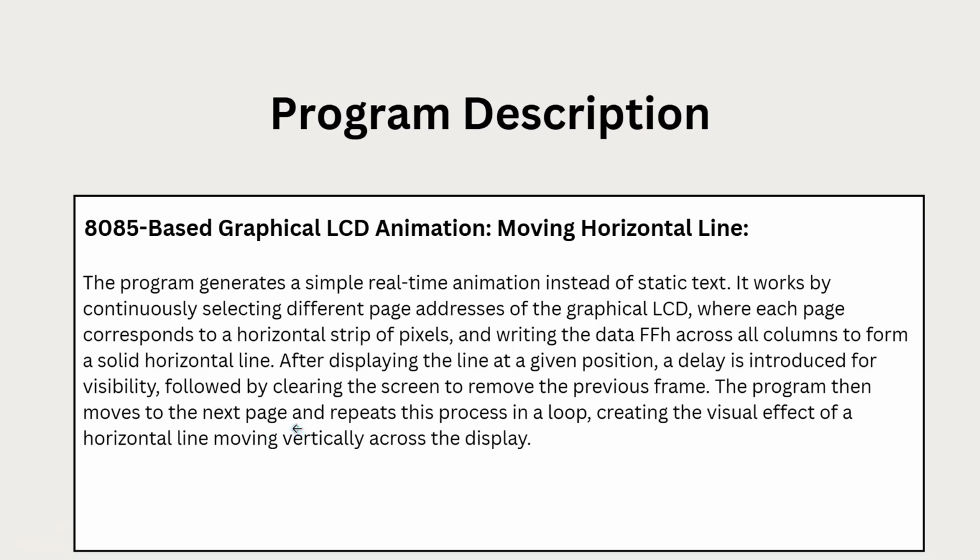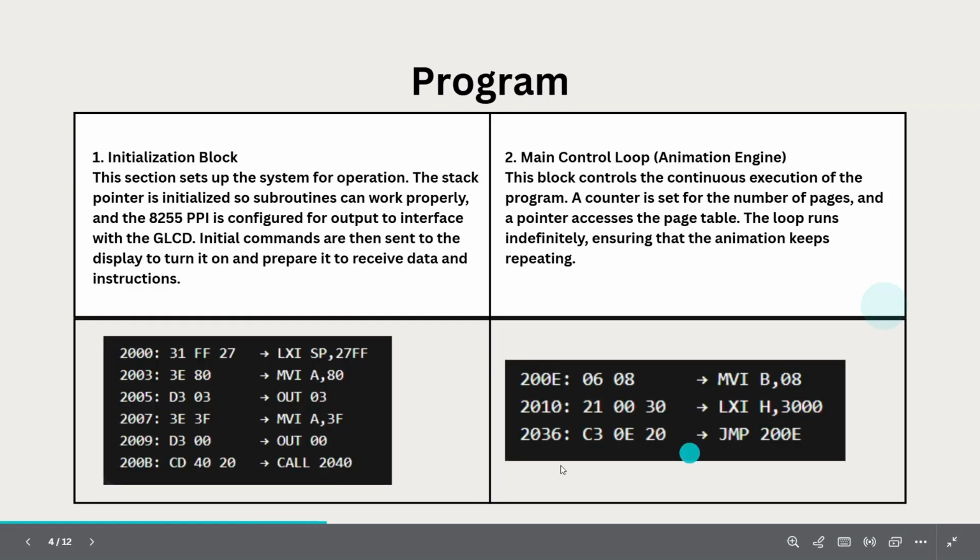After displaying the line at a given position, a delay is introduced so that it is visible to the human eye. Following that, we clear the screen to remove the previous frame. So yeah, talking about the actual code.